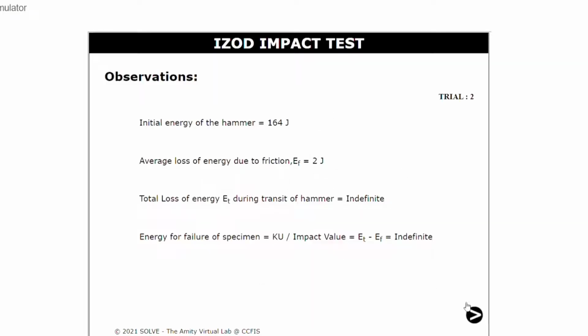The observations of trial 2: initial energy of the hammer is 164 joules. Average loss of energy due to friction is 2 joules. Total loss of energy during transit of hammer is undefined. Energy for failure of specimen is undefined.